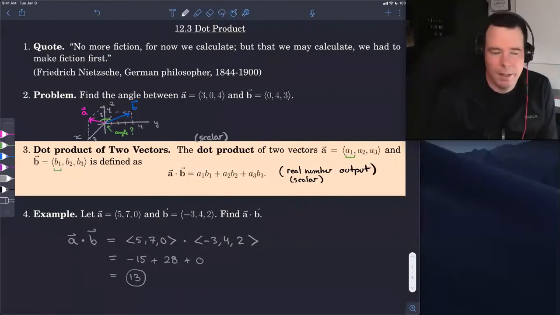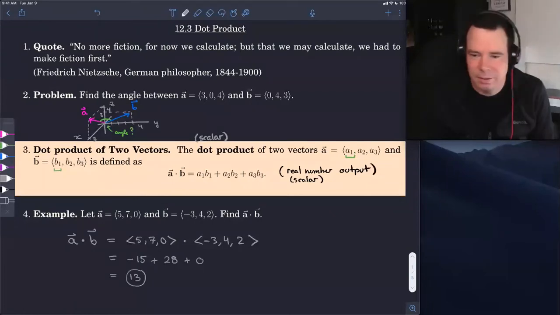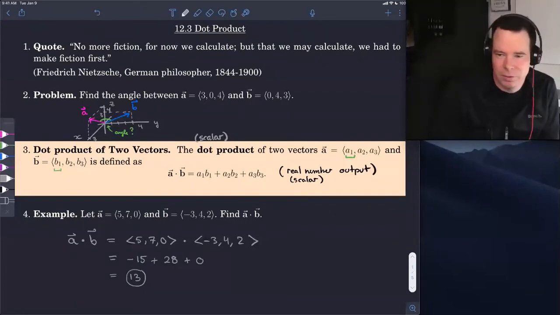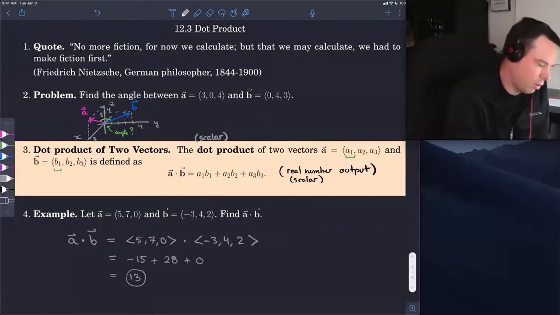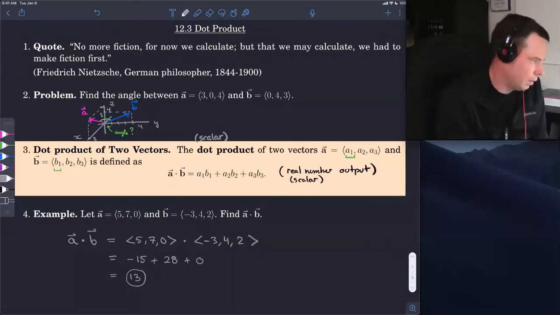What we want to figure out now is, what does this number 13 represent? What does it mean? Does it have some relationship with the angle? Does it have some relationship with lengths of vectors? What does the 13 mean? How can we interpret that value that came out of this dot product?